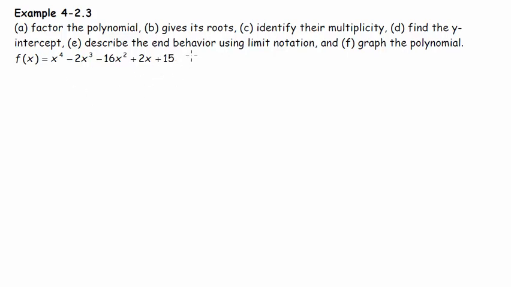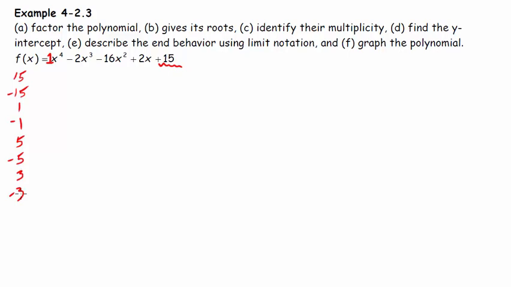To get my potential roots, I'm going to look at all the factors of 15 over all the factors of 1. Well, that's nice because the factors of 1 are 1 and negative 1. So I just need the positive and negative factors of 15. So my potential factors might be 15, negative 15, 1 and negative 1, 5 and negative 5, 3 and negative 3.